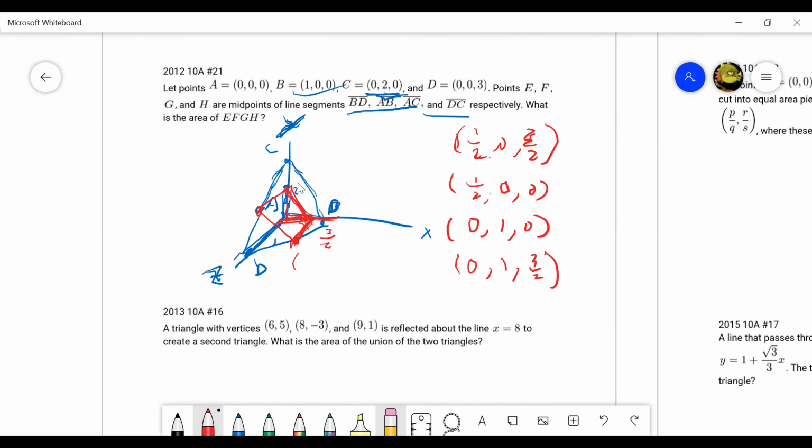we can use a distance formula for this actually. So this point is 1/2, comma, 0, comma, 0. And this point is going to be 0, comma, 1, comma, 0. So the distance is going to be the square root of 1/2 squared plus 1 squared, or the square root of 1 plus 1/4, or √5/2. So then the area is just going to be the product of that, which is going to be 3√5/4.